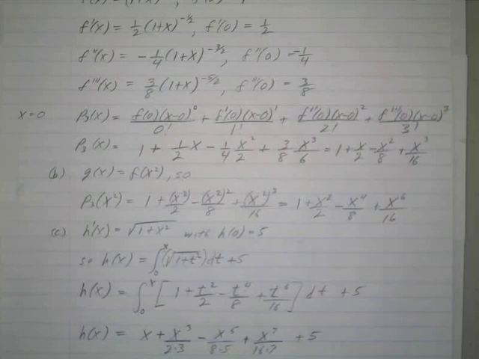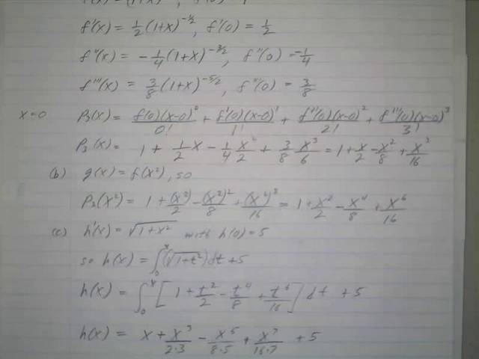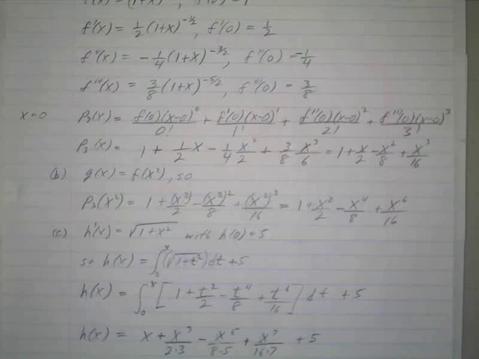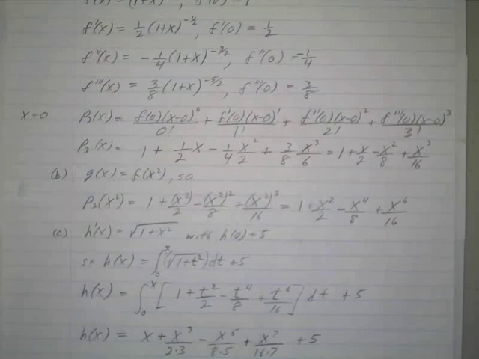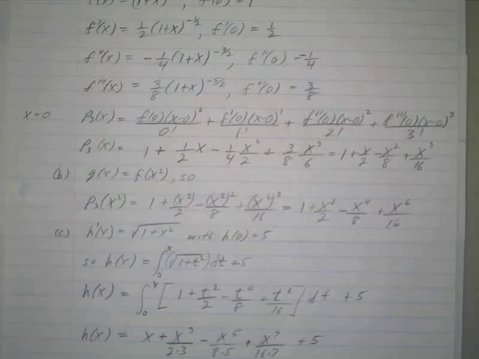And letter C. Find the first 4 non-zero terms in the Taylor series at x equals 0 for the function h prime of x equals the square root of 1 plus x squared, and h of 0 is 5.